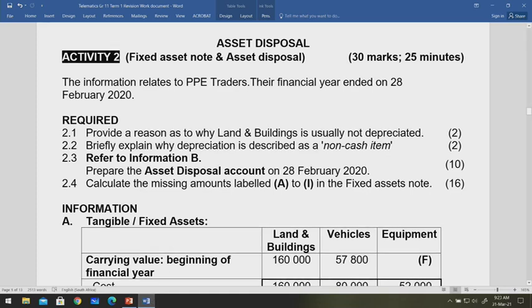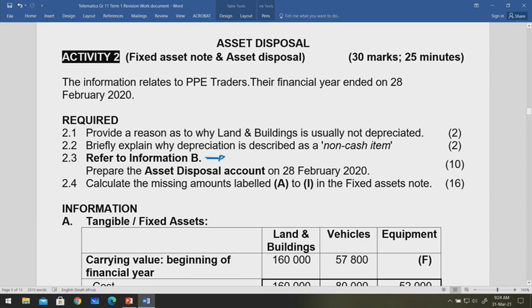Information relates to PPE traders. The financial year end on the 28th of February 2020. Now the first question they ask us, a reason why land and buildings is usually not depreciated. We always refer to depreciation written off on vehicles and equipment, not on land and buildings. And then depreciation, why is it described as a non-cash item? Then we have to do the asset disposal account by referring to information B.